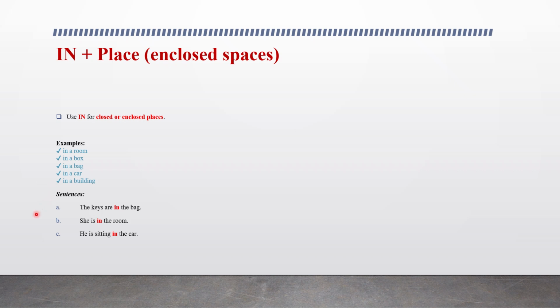In our examples, you can say the keys are in the bag, she is in the room, or he is sitting in the car. Remember, enclosed space or enclosed place. That is where we're using the preposition in.